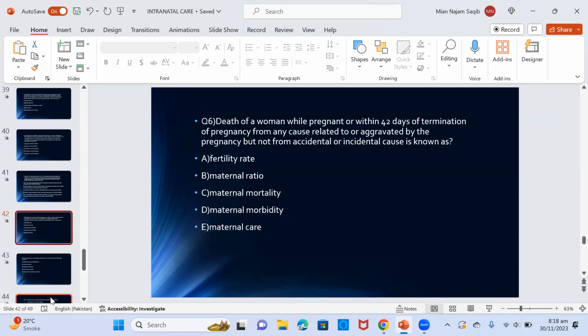Question 6. Death of a woman while pregnant or within 42 days of termination of pregnancy from any cause related to or aggravated by pregnancy but not from accidental or incidental cause is known as A. Fertility rate, B. Maternal ratio, C. Maternal mortality, D. Maternal morbidity, or E. Maternal care. C. Yes, the answer is C.